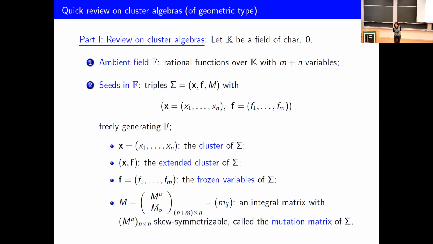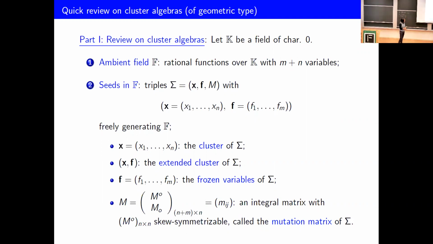Can m be 0? M can be 0, as long as it's skew symmetrizable and integral. The example relevant to the Coxeter thing is that you just take F to be q, x1, x2, and then your X is just x1, x2, with no F, and m equals 0. This is the simplest meaningful example.